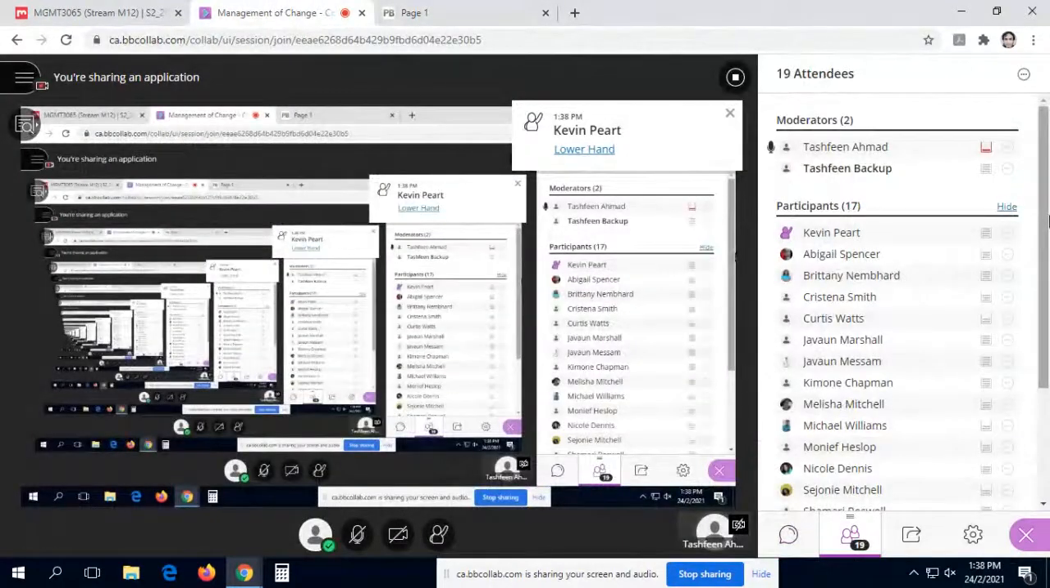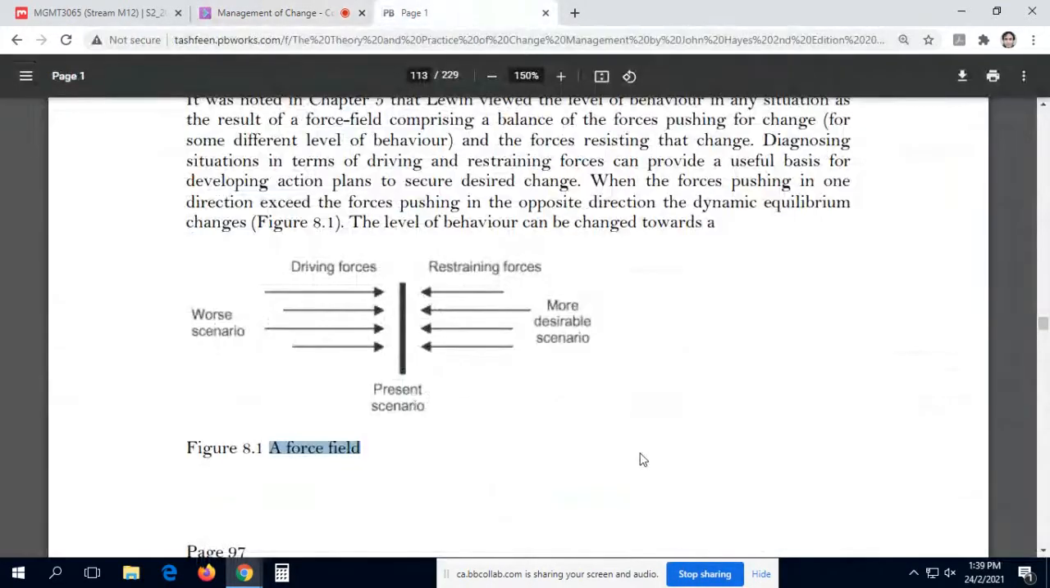Someone is, yes, Kevin, please go ahead. Yes, sir. Based on the diagram that you presented, the driving force would cause the present scenario to go up or down. Which one of them causes it to go up or down? Or it doesn't really matter?